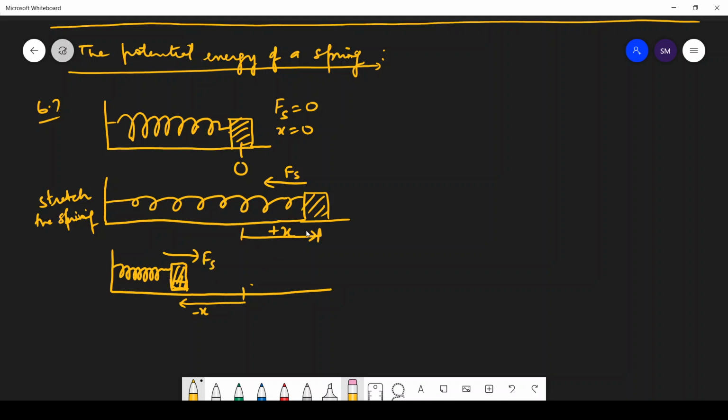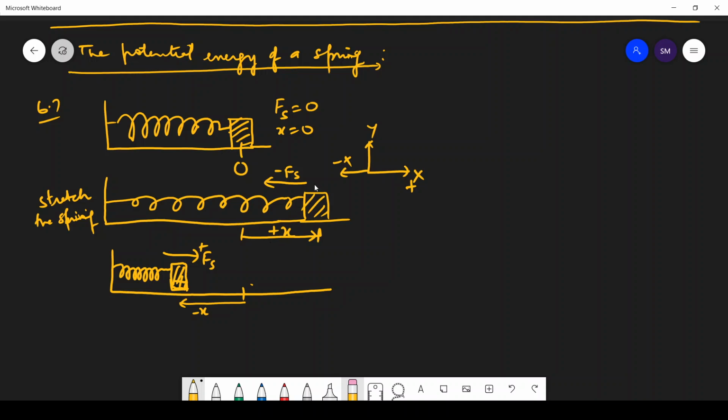So here the displacement was positive, but the spring force was acting in the negative direction. This direction is positive x and this direction is negative x. So Fs was negative here, right? And here in this direction, x was negative whereas Fs was positive. It means spring force acts opposite to the direction of the displacement, right? And that is what Hooke's law is.